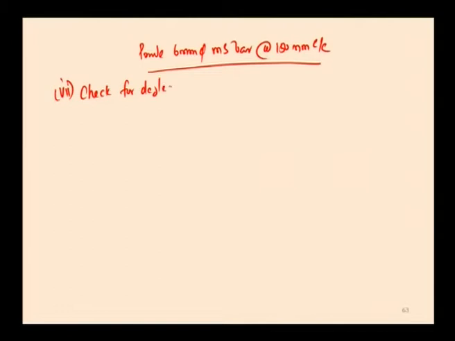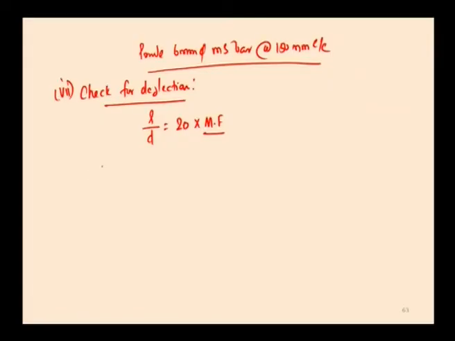I am checking the depth of the section against deflection. So, L by D ratio is equal to 20 for simply supported. This has to be again modified by multiplying with the modification factor depending upon the type and area of reinforcement or the stress which is developed in the reinforcement. Now, to find out the modification factor from figure 4 of IS 456, first I need to find out the percentage of tension.